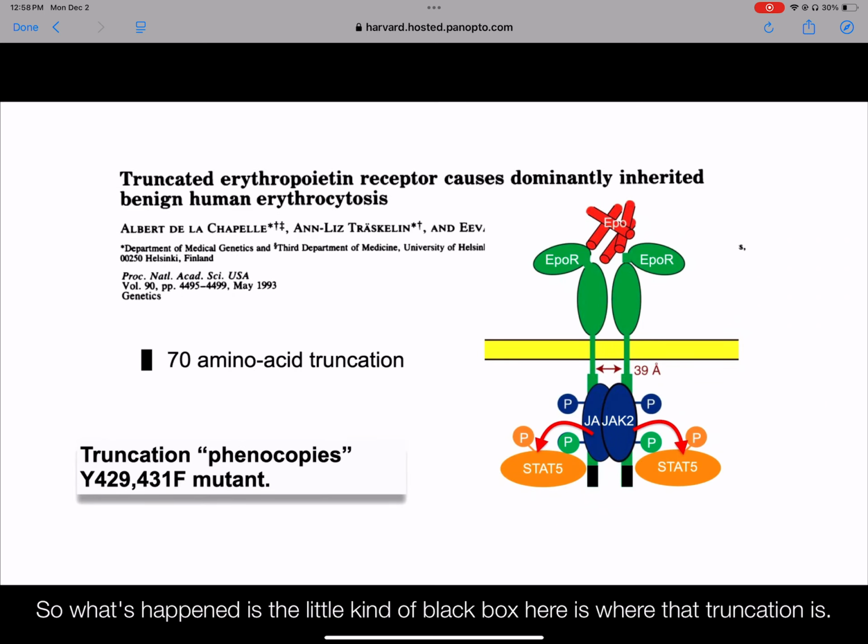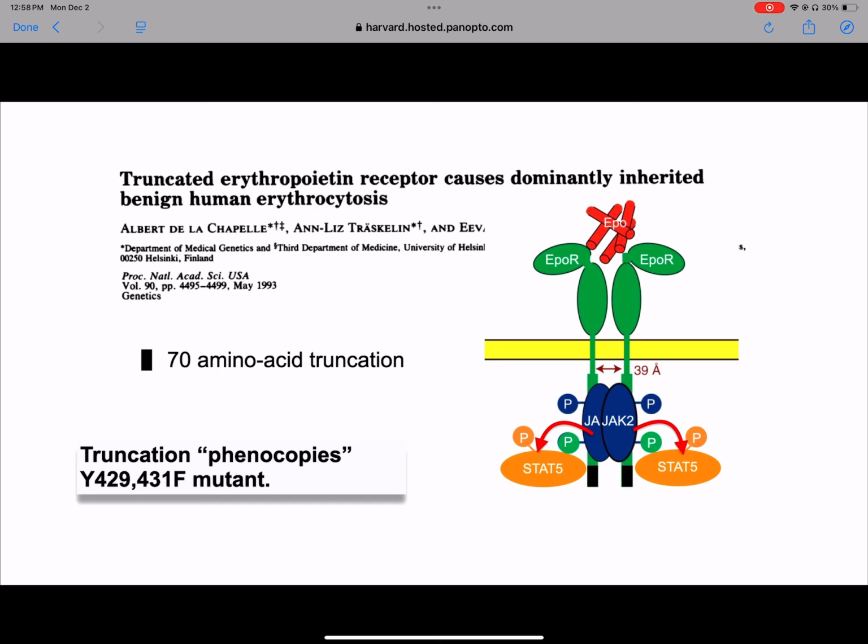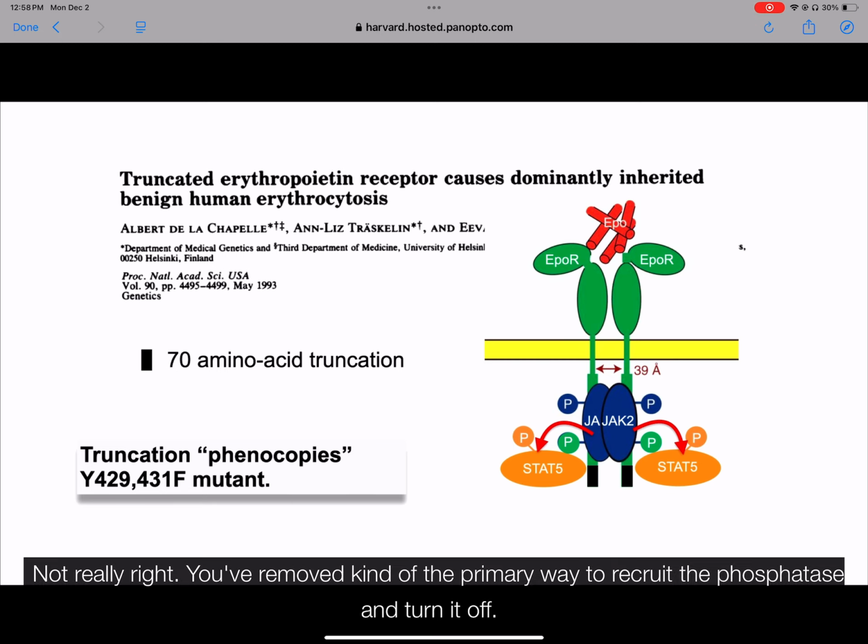What's happened is the little black blocks here are where that truncation is. So we just don't have that part of the receptor anymore. It's gone, and that happens to be where these tyrosines were. So it's permanently gone. Now, can this receptor effectively turn off? Not really. You've removed the primary way to recruit the phosphatase and turn it off.